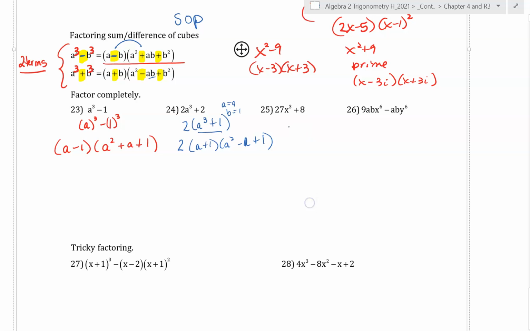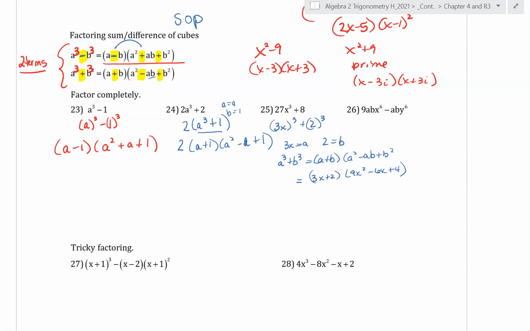All right, let's try number 25. 27 and 8, there is not a common term. However, 27 is a perfect cube, and so is 8. So this time, you're going to use 3x as your a and 2 as your b. So pause the video and give it a try. Let's think of famous mistakes. So notice that first of all, same, opposite, positive. Our signs look good. But when you square a squared, notice a had a 3 and an x, so it's 9x squared. So some people make a mistake there.